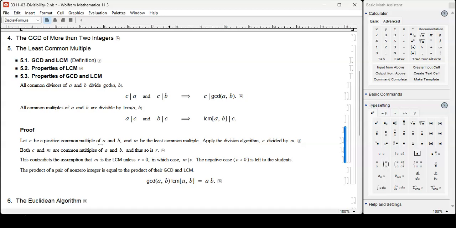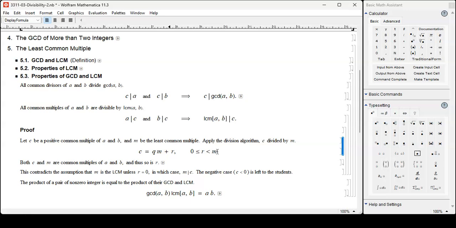Now C is a positive common multiple of A and B, and M is the least common multiple. What we want to do is apply the division algorithm, get the remainder, and prove that the remainder is 0. Make sense? One way to prove that something is divisible by another number is to prove the remainder is 0 after the division algorithm. That's basically what we are going to do.